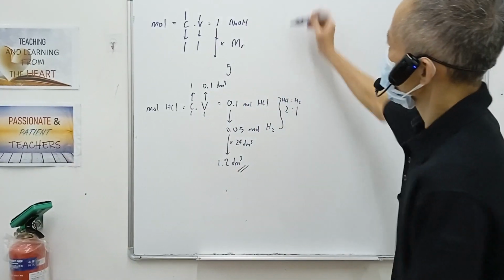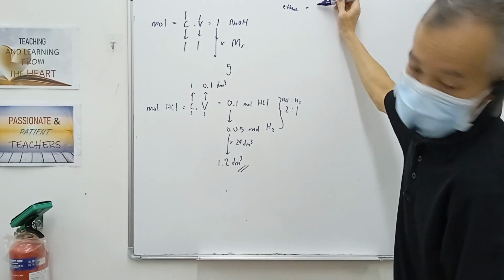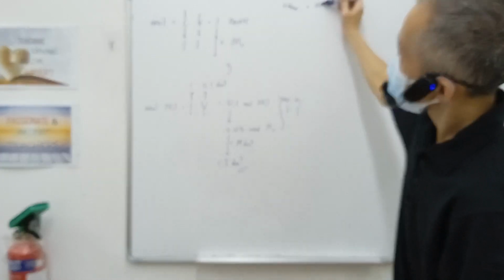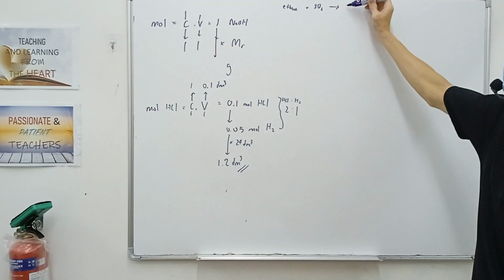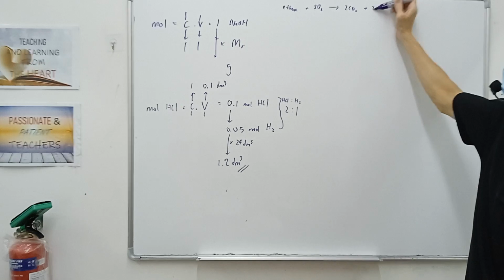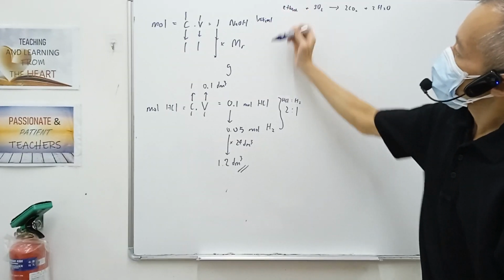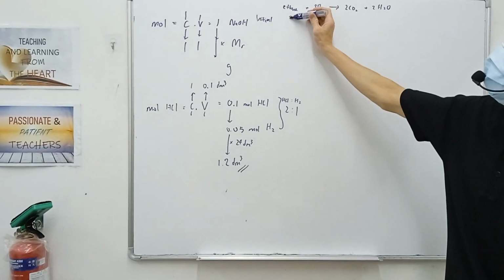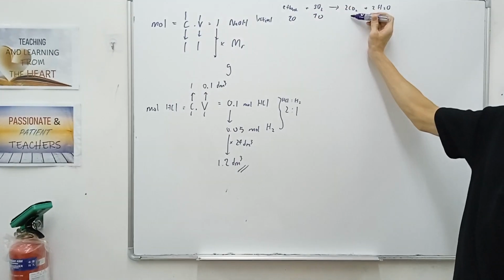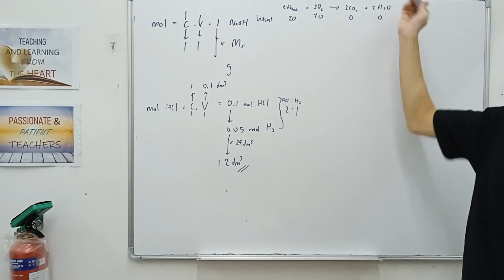So I have ethene, oxygen 3, you have 2 CO2 and 2 water. So initially, what are you given? 20 and 70. Of course, no products, 0, 0. Of course, you can leave it blank if you want to.